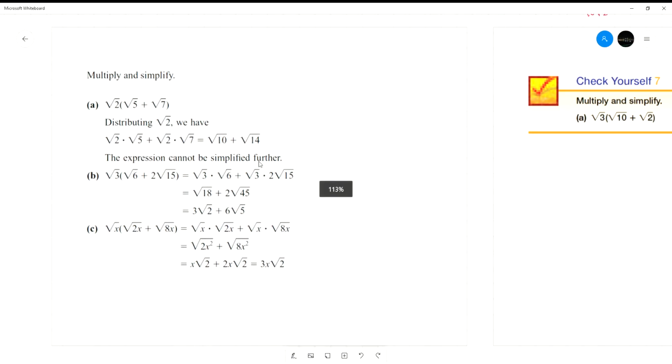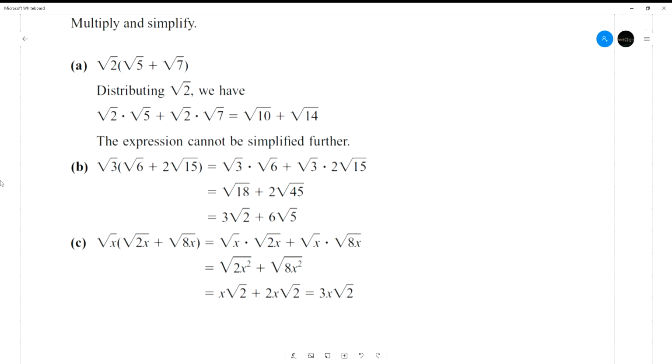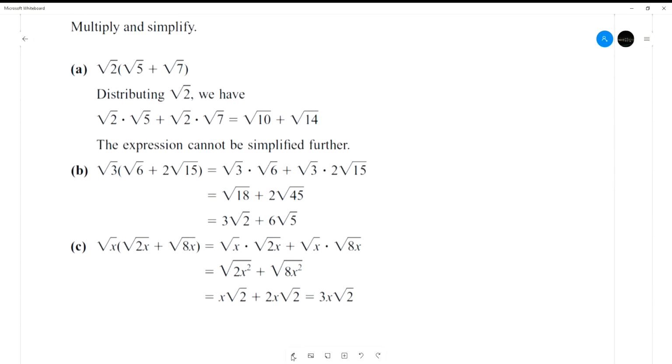Okay, the last thing we will cover today is multiplying by distribution. So we have the distributive property, right? We have radical 2 times radical 5, radical 2 times radical 7. So radical 2 and 5 give you radical 10 plus 2 and 7 is 14. So these are not like radicals, so we leave it at that.